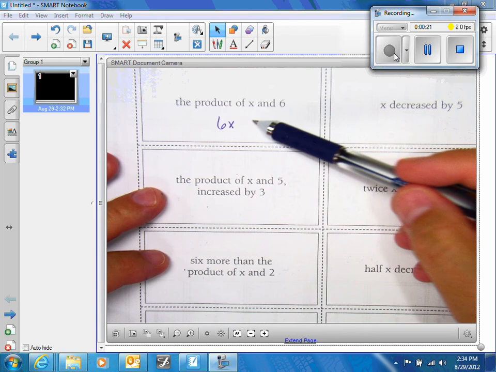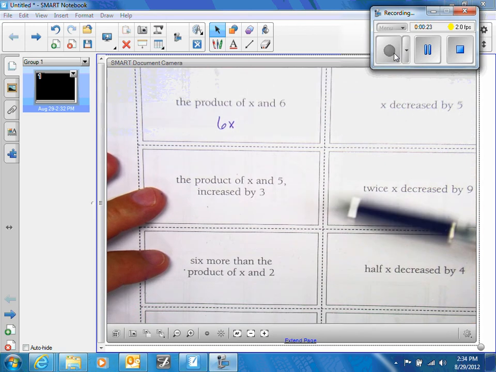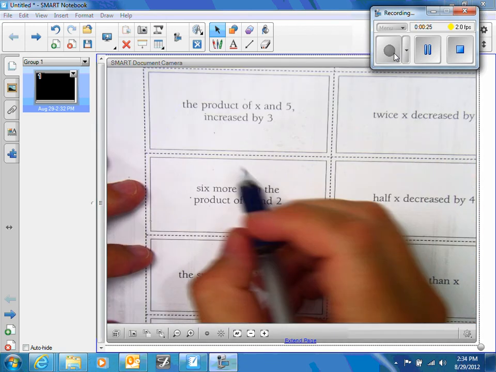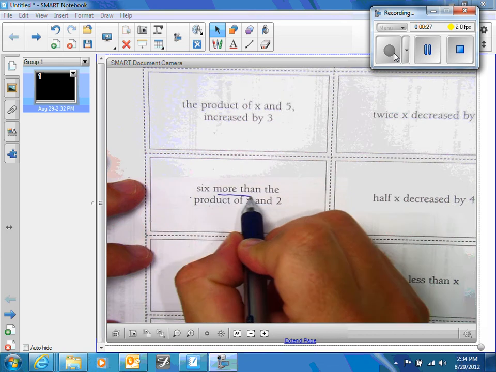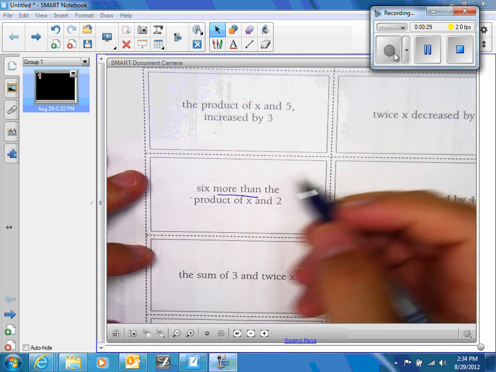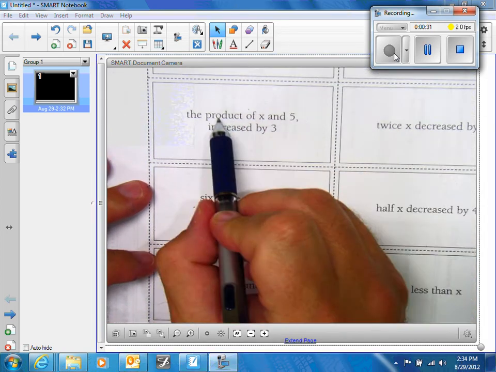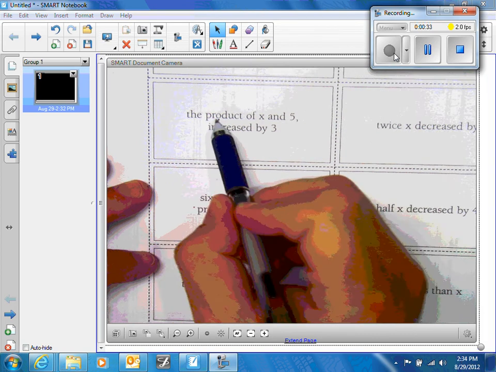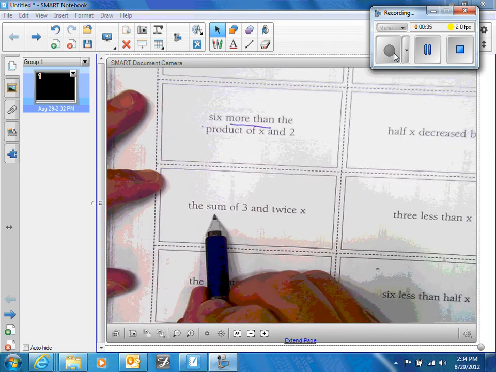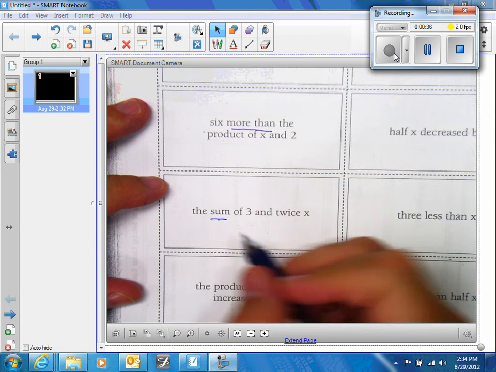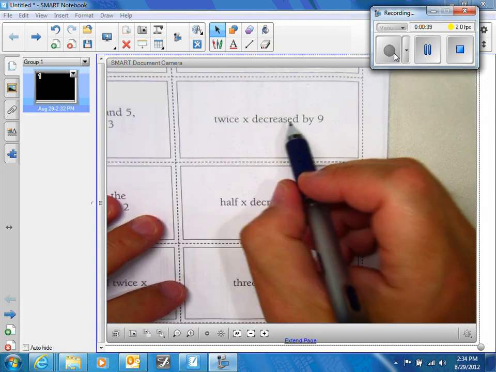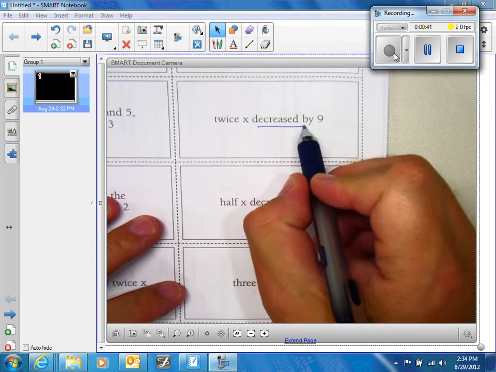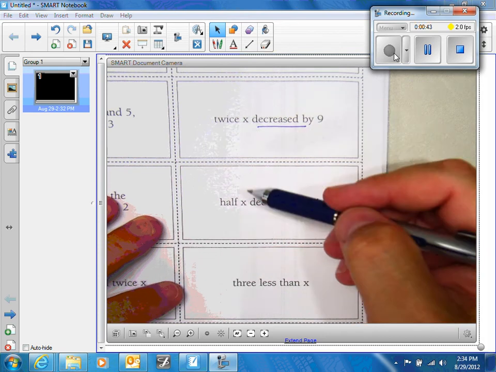You're going to go through each one of these problems. Now, be careful when you look at things such as "more than." That's an indication of addition. Product is an indication of multiplication. When it says sum, that's an indicator of addition. And of course, whenever it says decreased by, that's an indication of subtraction. So be careful with that.